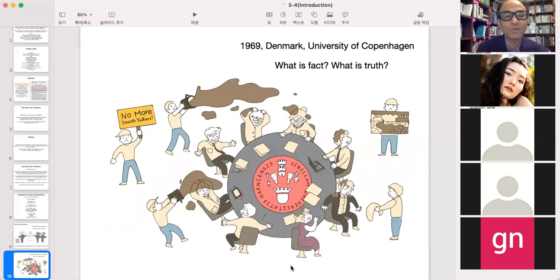Okay, this is the second example. A long time ago, in 1969, in Denmark, at the University of Copenhagen, there was a faculty meeting between professors inside the campus. Some group of students actually got into that conference room with dirty water taken from the adjacent river, contaminated by industrial activity. They spread the contaminated water on top of the faculty professors, and they apologized, very politely. But they insisted.